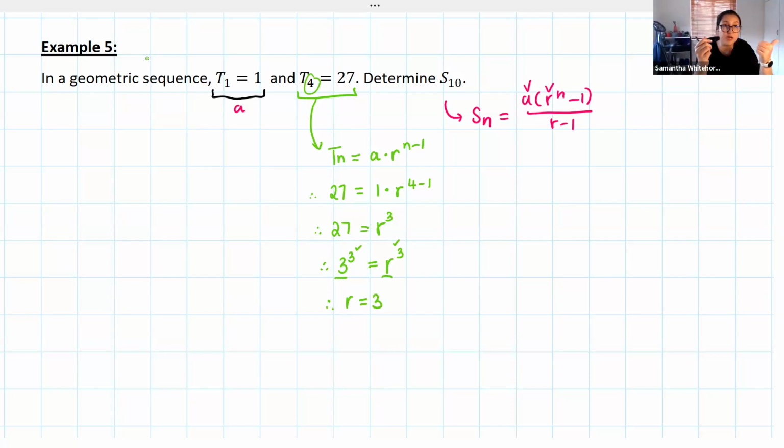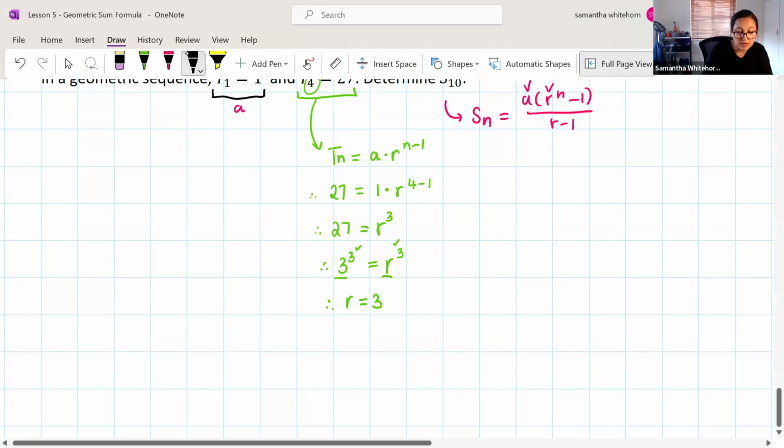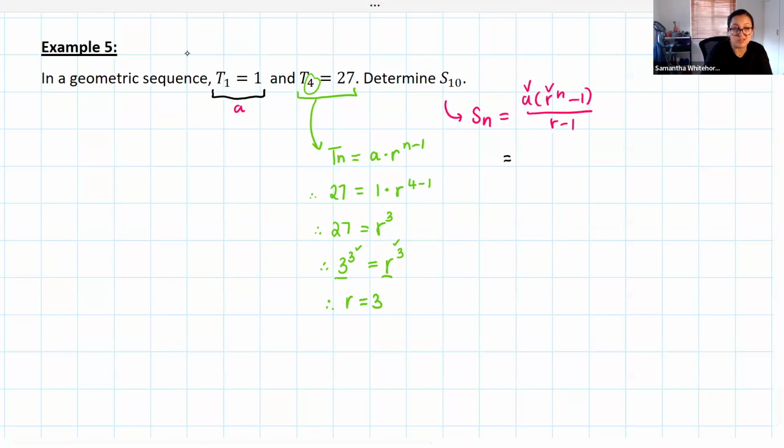So now I've got A, now I've got R, I can find my sum, no problem. So all I now do is substitute in the information I have. So A is 1. If you want to leave it out, it's fine. 1 doesn't make a difference in this case, but I am going to put it there. Times my R value, which is 3 to the power of 10, because remember we're looking for the sum of 10 terms, minus 1 all over 3 minus 1. And now because we've got all of that, we just put that into our calculator. And we get 29,524.